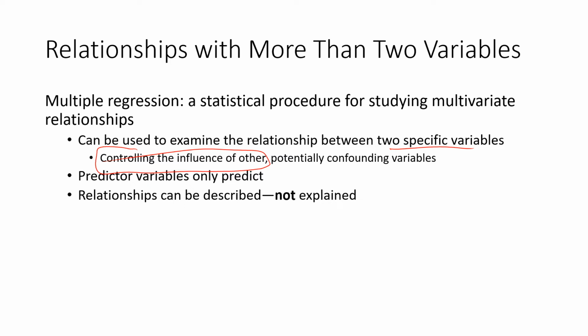And what ends up happening then, we're still only describing a relationship, we're not explaining it, but we are ruling out potential third variables. One of the things you can get with multiple regression is when you find another variable that does influence the relationship between the two. You've got these two specific variables, you find a variable that influences this relationship, and multiple regression can help you explain how that third variable influences the relationship between the two.